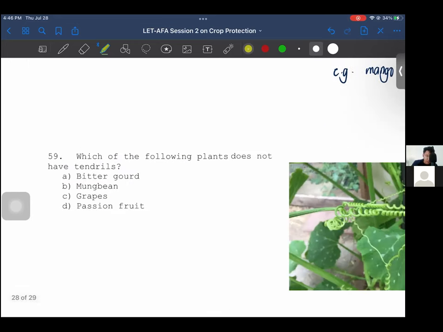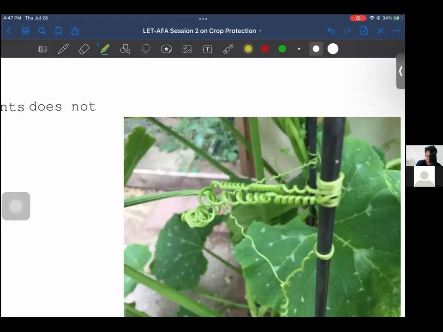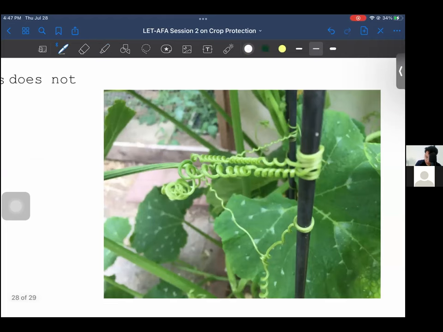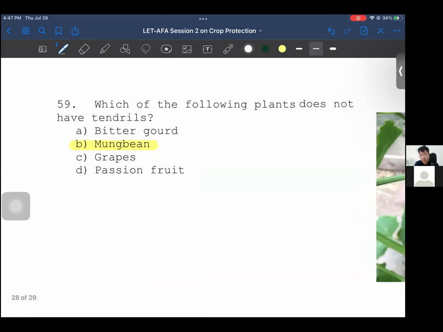Now, here. Which of the following plants does not have tendrils? Bitter gourd, mung bean, grapes, or the passion fruit? The answer for this ay mung bean. Ang tendrils ay ito, this structure is called tendrils. Yung umiikot-ikot. So, halos lahat ng mga vining na mga halaman ay may ganun. An example of that, this is bitter gourd. Ang palaya, yung grapes meron din.